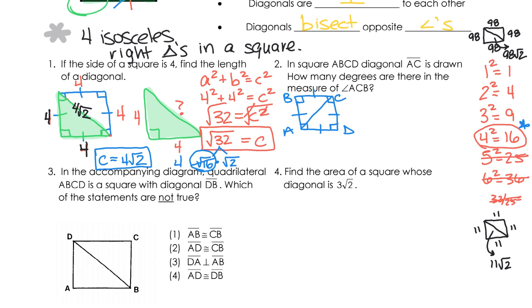How many degrees are there in the measure of angle ACB? A to C to B is this angle right here. Well, if you remember from up in our picture when we're talking about the properties, remember everything happens in the square because the square is everything.